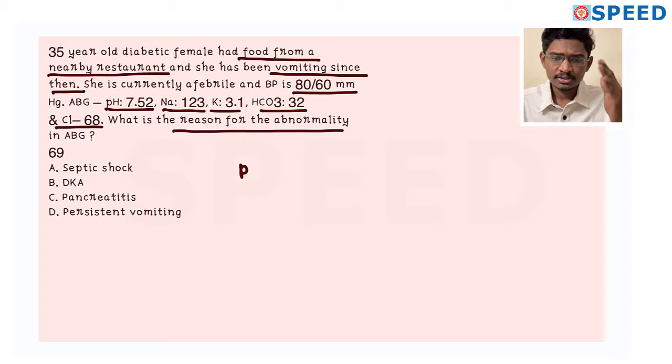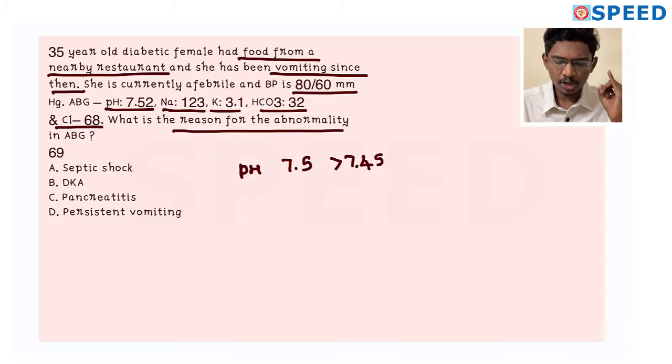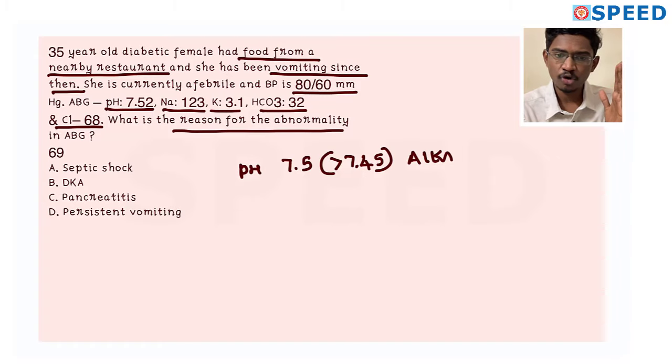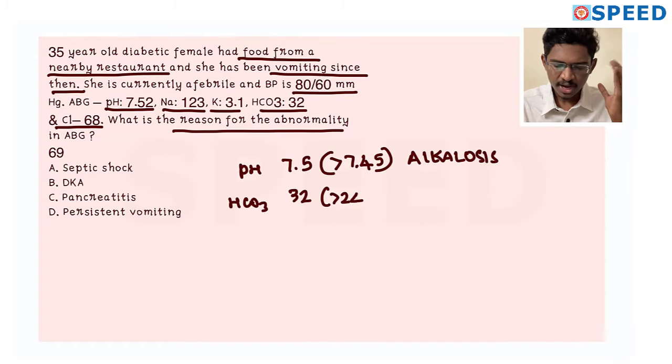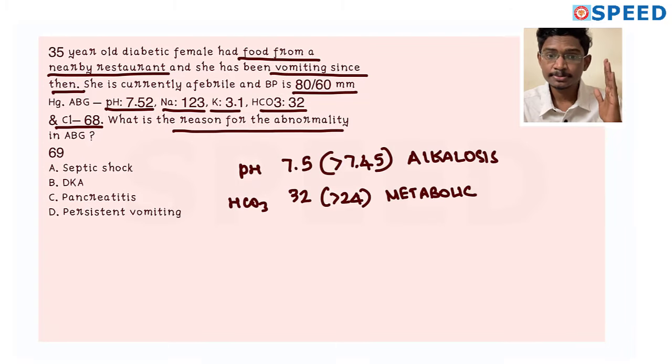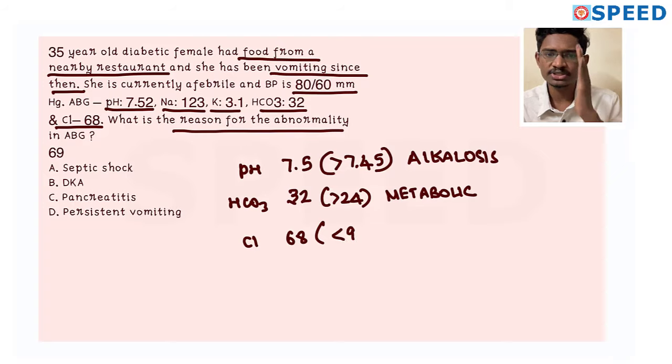See, the patient is having what? Alkalosis, above 7.45, so 7.52. So alkalosis is there. And what about the bicarb? It is more than 24. Yes. So metabolic alkalosis is going on in this patient.